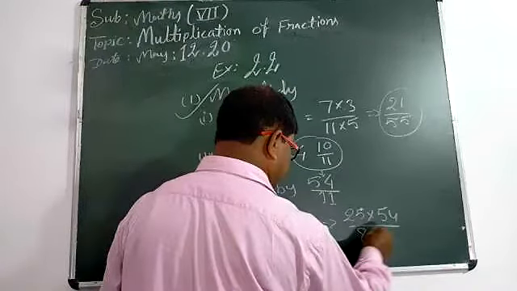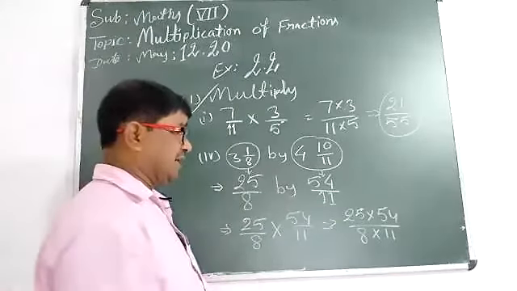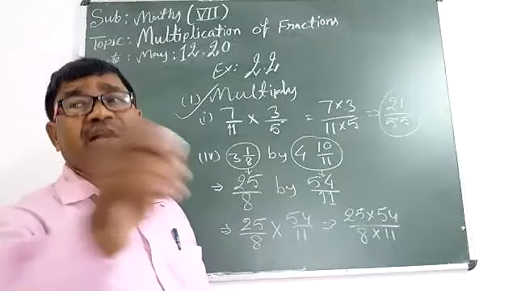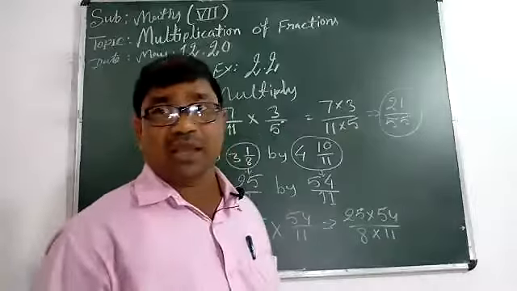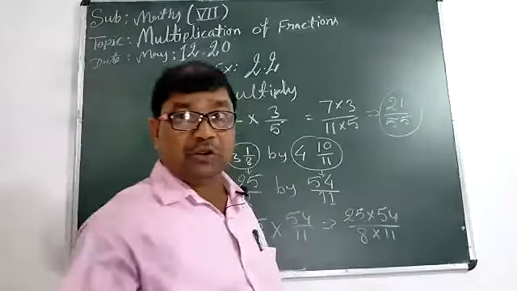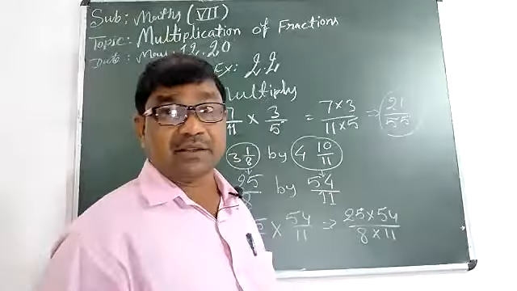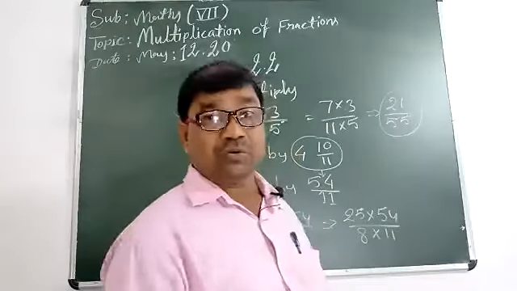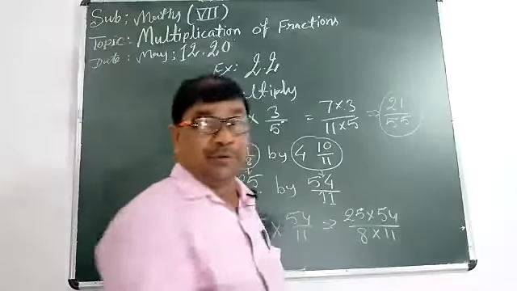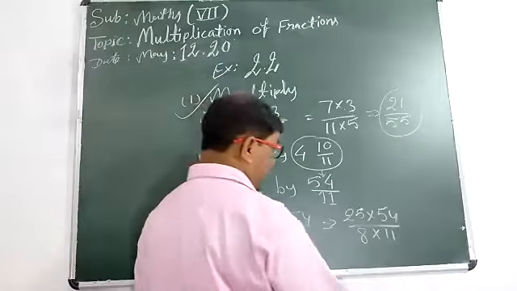Now we should check the common divisor. Try to select the common divisor from numerator and denominator. Students, 25 and 11 have no common divisor, but 54 and 8 have the common divisor. Because 54 is divisible by 2 and 8 is also divisible by 2. 8 is a multiple of 2, 54 is a multiple of 2. So we can divide it.